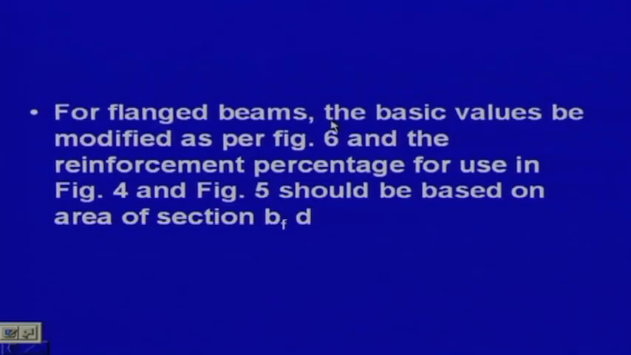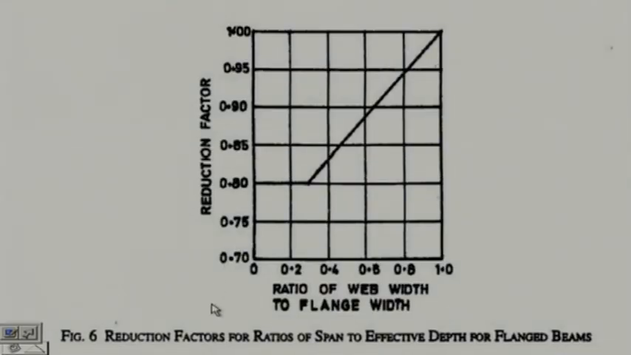Now, for flanged beams, the basic values be modified as per figure 6, and the reinforcement percentage for use in figure 4 and figure 5 should be based on the area of section BFD. Please note, this is BFD that we have to take, and this is figure 6. So for slab design or also for beam design, we have to take all those things which I have not given previously, because I thought at least we should concentrate on the formulas which we are using, say Mu equal to 0.138 fck BD square, like that. And now we are slowly coming to the codes and other things, how to design it.